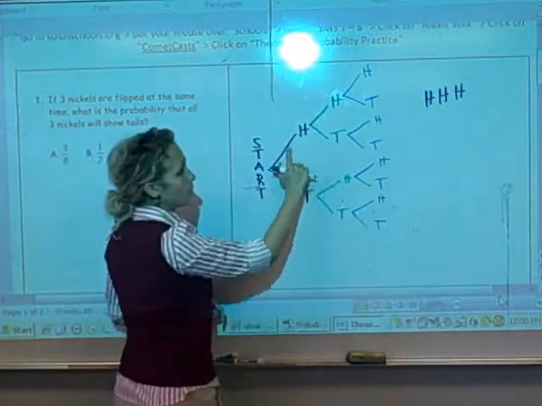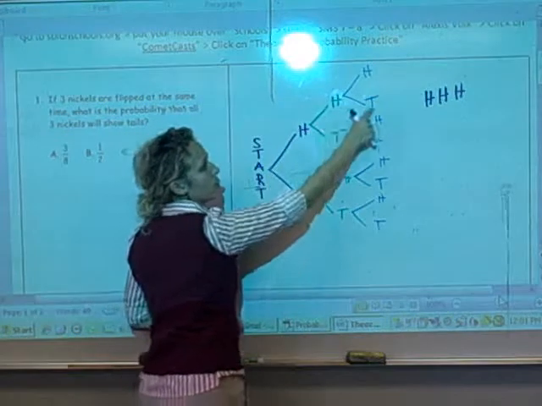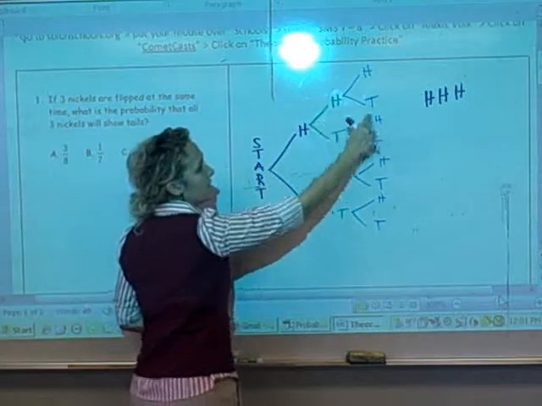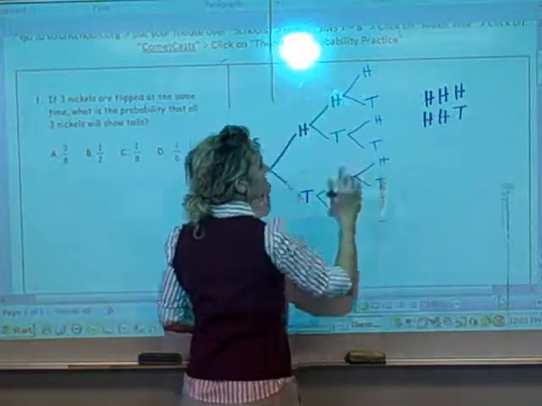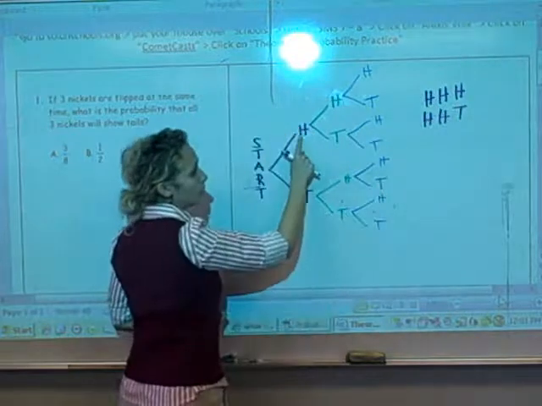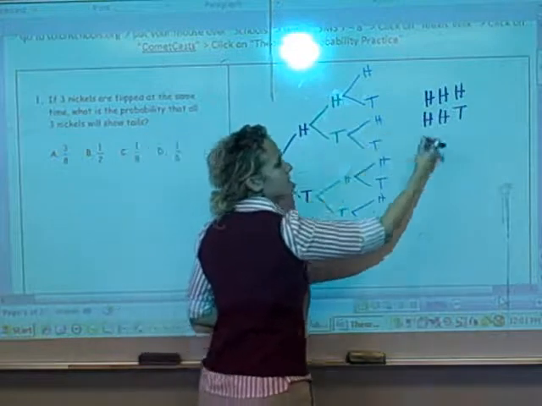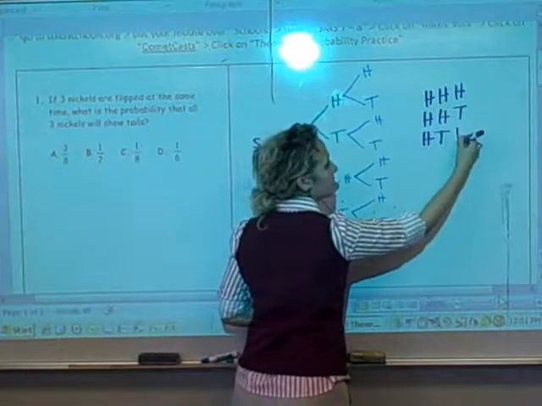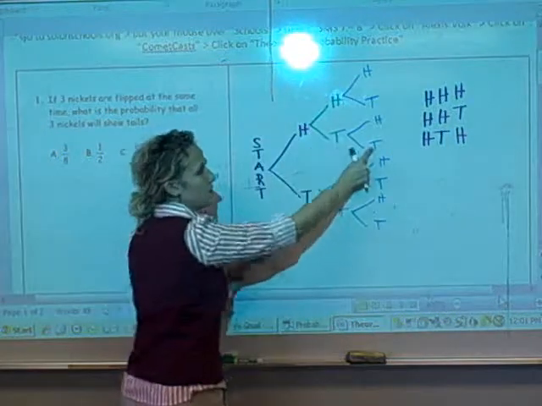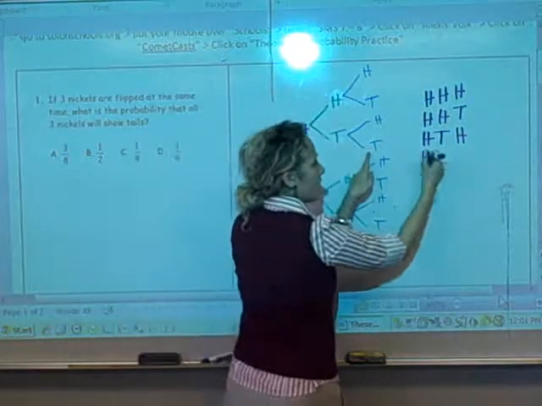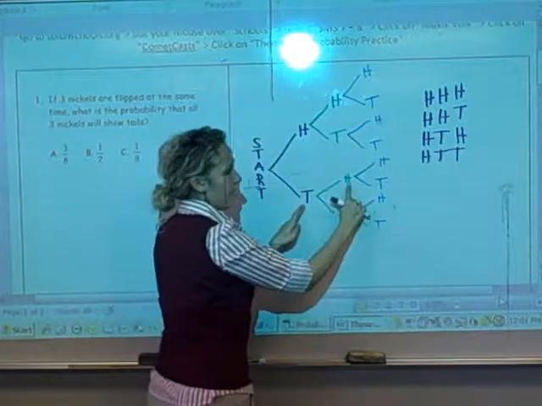Or I could have flipped, remember it goes first is purple, second is green, third is blue. So if I go purple, green, blue, now I go heads, heads, tails. So I'm going to write that. Heads, heads, tails. I'm going to still go purple, green, blue, but now I'm going to go heads, tails, heads. So I'm just making my way down the chart, down my tree diagram. Then it goes heads, tails, tails. So I've done the first 4. Then tails, heads, heads.